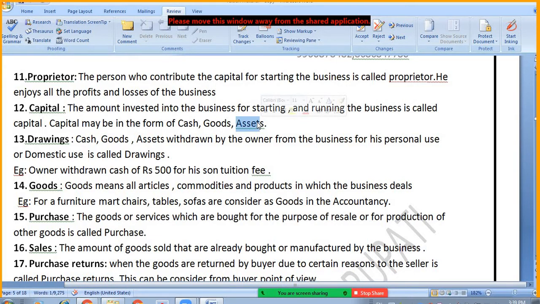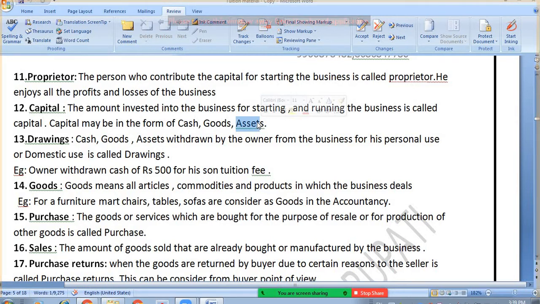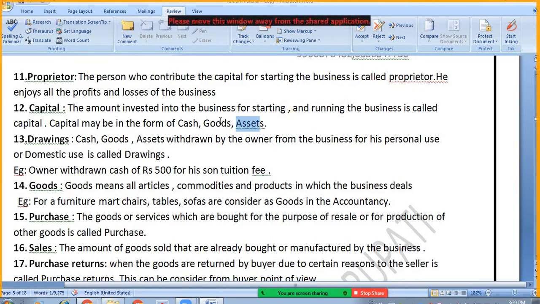See, any type of business, for starting the business, needs some funds, some capital value, some cash value. That cash value, whatever is invested at the time of beginning of the business, is considered as capital. Capital may be in the form of goods, cash or assets. Whatever it may be, it is considered as capital.